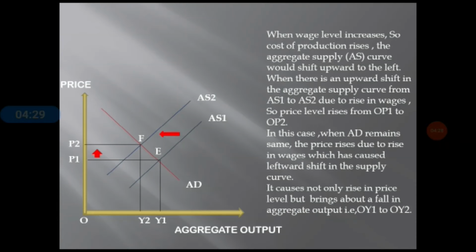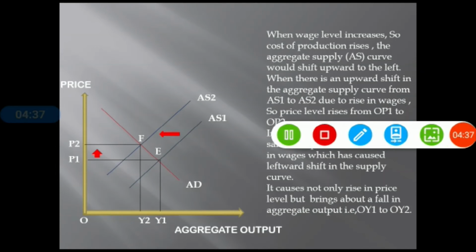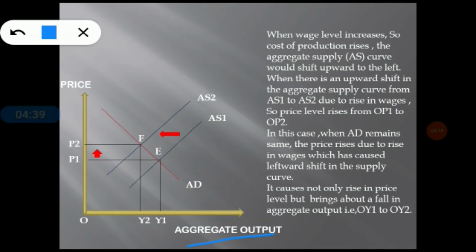So here is the graphical representation of cost push inflation. We can see price is measured on the vertical axis and aggregate output is measured on the horizontal axis, and AD is the aggregate demand curve, and AS is obviously the aggregate supply curve. So when the wage level increases, that means the price of raw materials increases, so the cost of production obviously rises. That means the aggregate supply curve would shift upward to the left. So it shifts from AS1 to AS2.